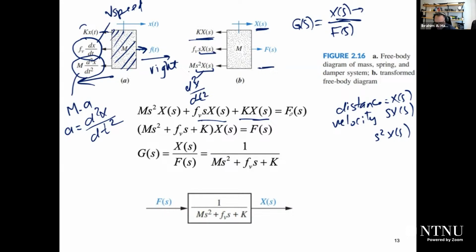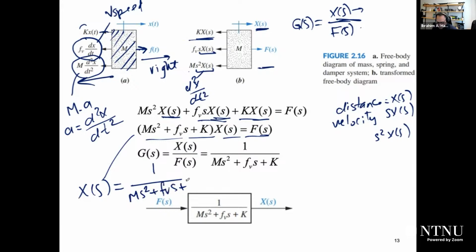When you look into this equation, you can see that we have x of s as a common factor. We take it as a common factor. So what will remain is m s square plus fv s plus k, multiplied by x of s, equals f of s. We need to get the transfer function, which is x of s divided by f of s. So we divide both sides by that part. When we divide the left side by that part, we will have x of s equal to 1 divided by m s square plus fv s plus k, multiplied by f of s.